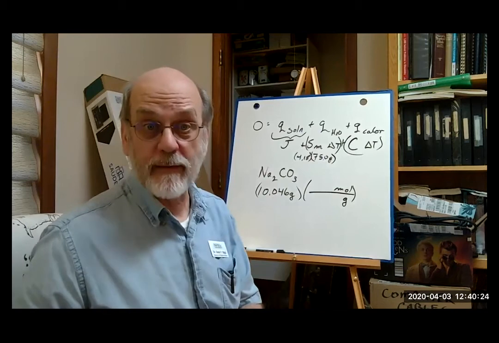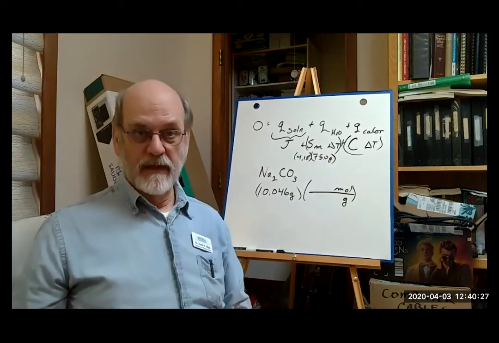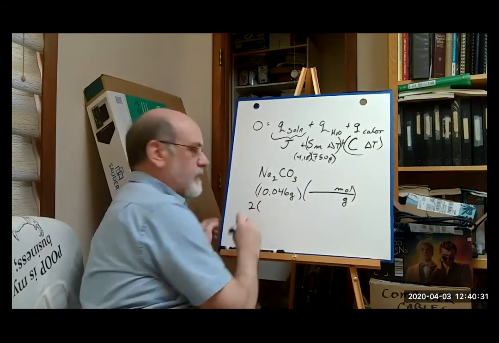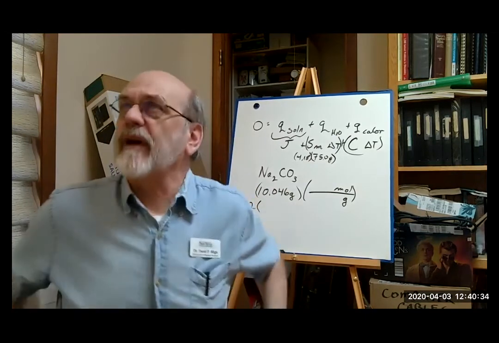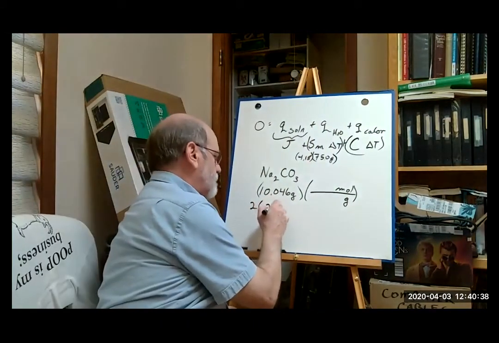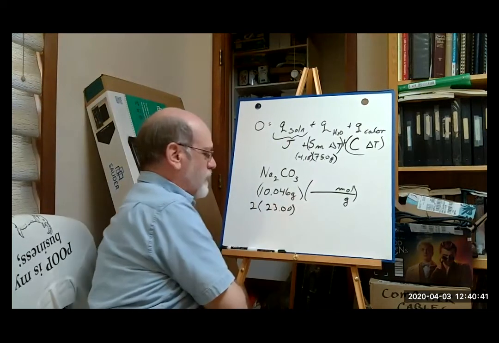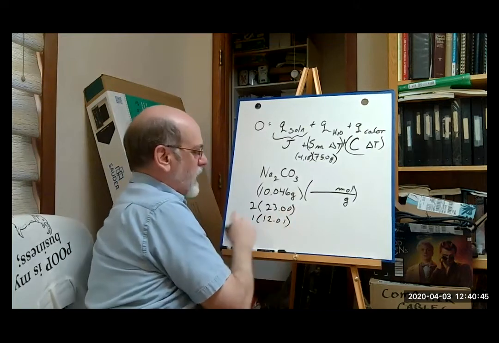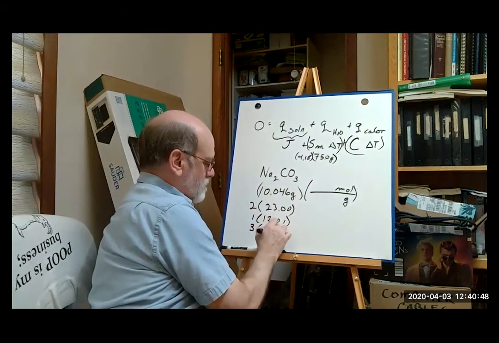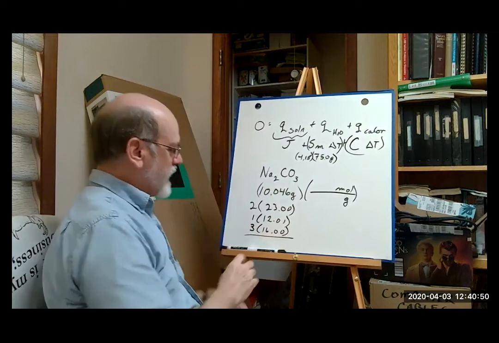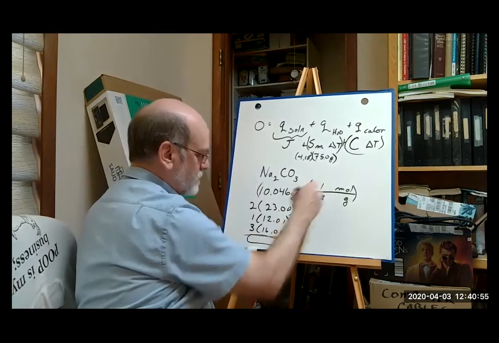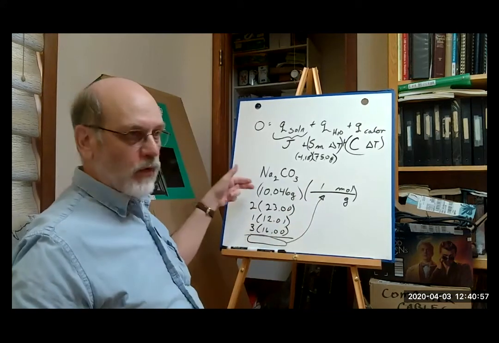Well, you need your periodic table, right? So it's 2 times whatever sodium is, right? What's sodium? Let's see, I have my periodic table here. 23 grams per mole. How about carbon and oxygen? Right? Add those together and you get a value. So whatever you get here goes right there. And you convert this to moles.